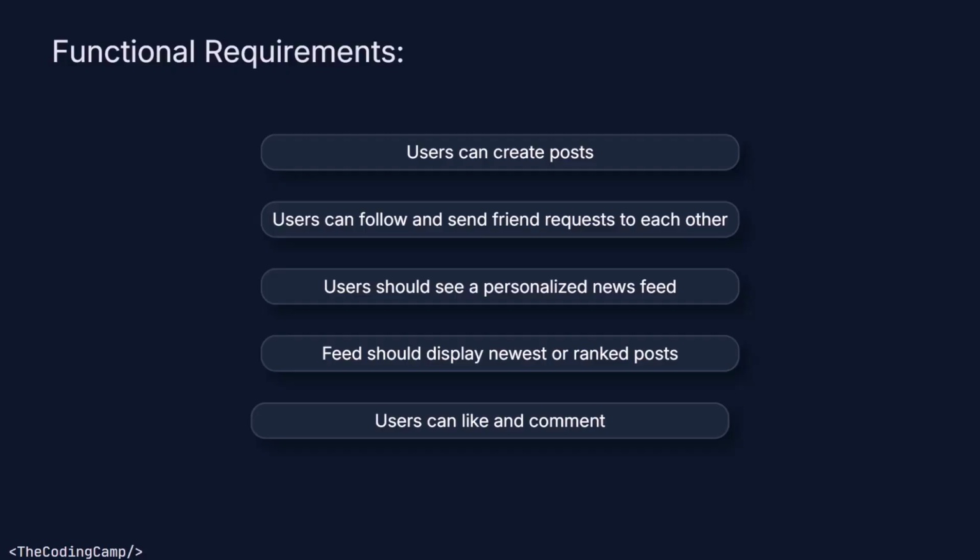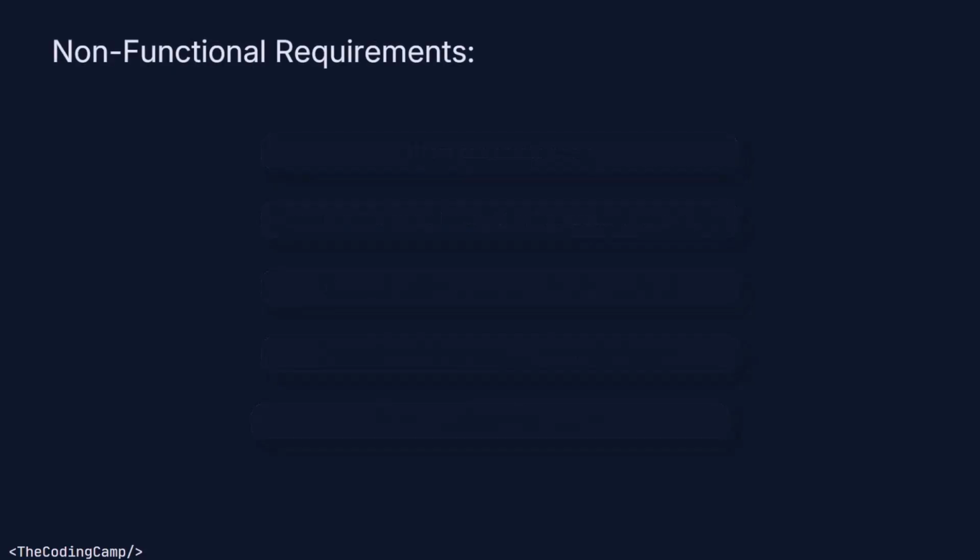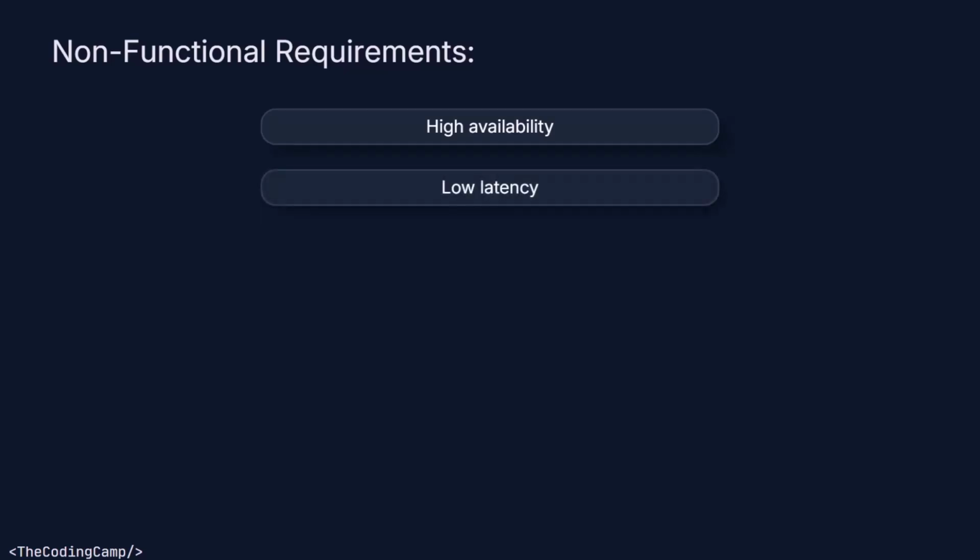All right, what non-functional requirements matter here? For the non-functional requirements, availability, since the feed must always be available because it's the main entry point of the app. Low latency, users expect feeds to load quickly. Feed should load under 200 milliseconds.